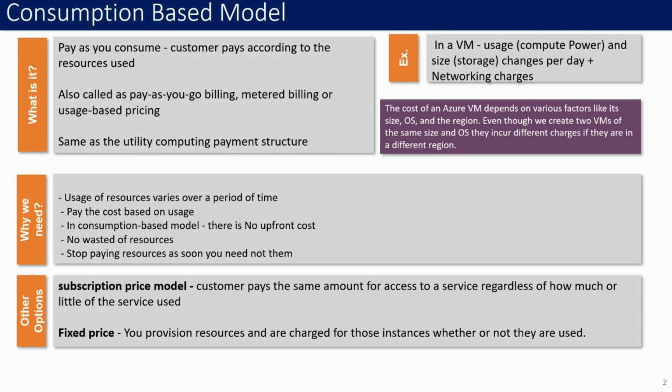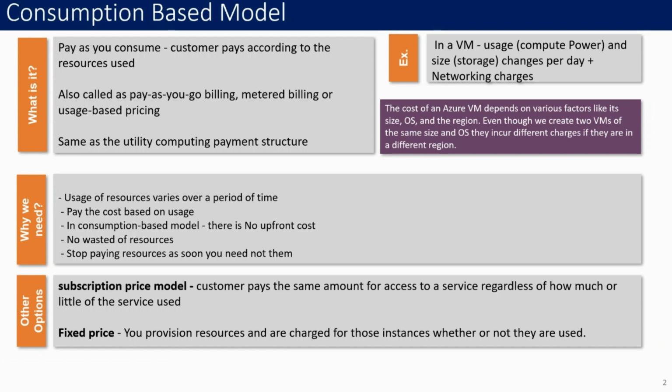So what is it? A consumption based pricing model is a service provision and a payment scheme in which the customer pays according to the resources they use. It can also be referred to as pay as you go billing, metered billing, or usage based pricing. This model is essentially the same as the utility computing payment structure and those of other utilities such as water and electricity.